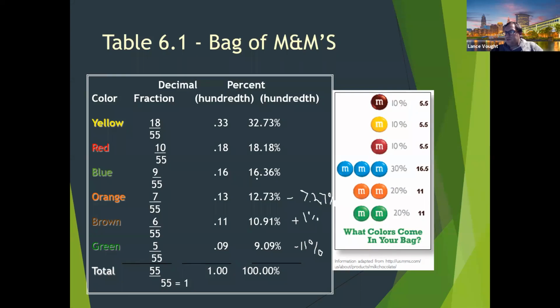Blue says 30%, 16.36. So we're actually under by 13.67%. Red, we're actually over by 8.18%. And yellow, we are way, way, way over by 22.73% based on what their survey came out with.